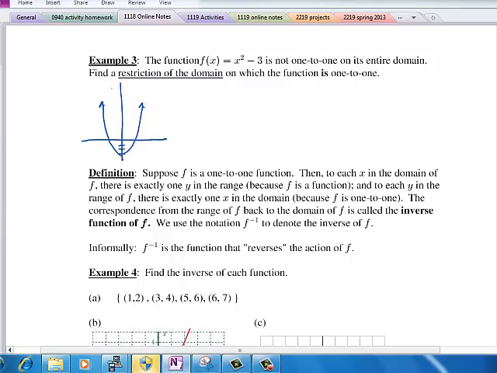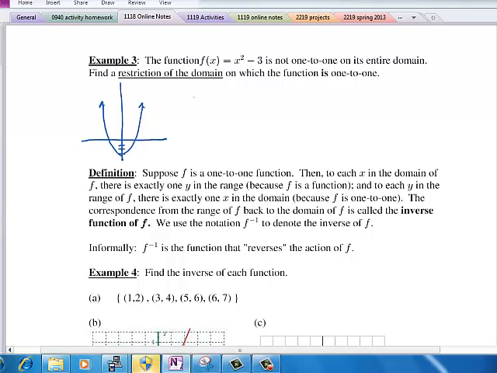But we can try to find a restriction of the domain on which the function is one-to-one. So the problem comes when that function turns around, so at the vertex. So if we can include just one side of the vertex or the other as our x interval, then on that domain the function is one-to-one.